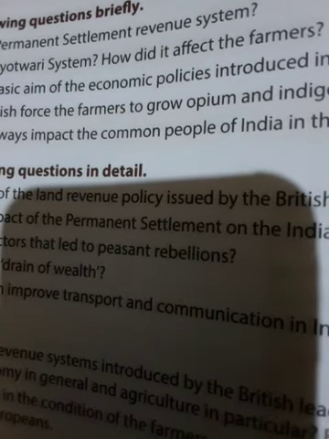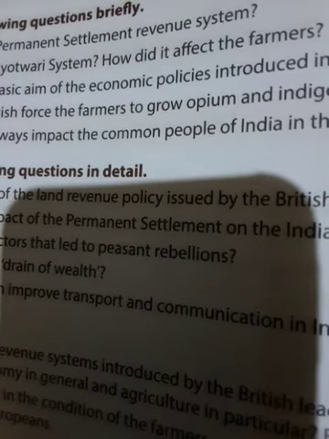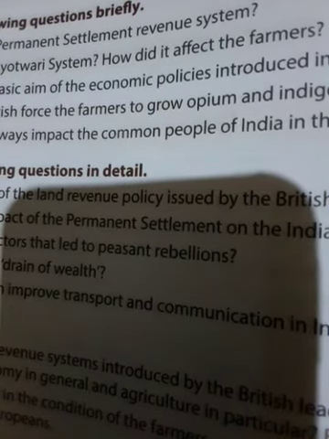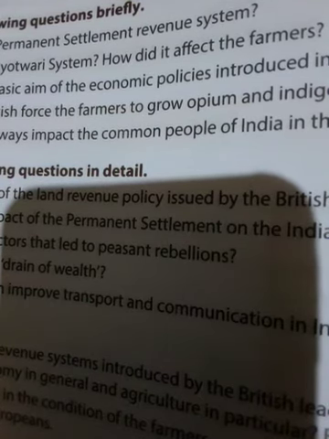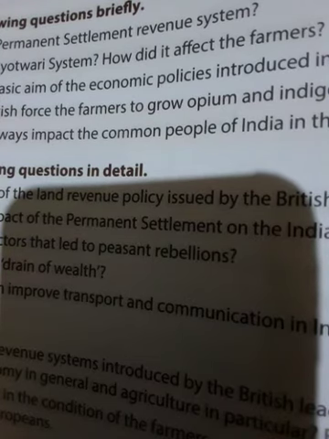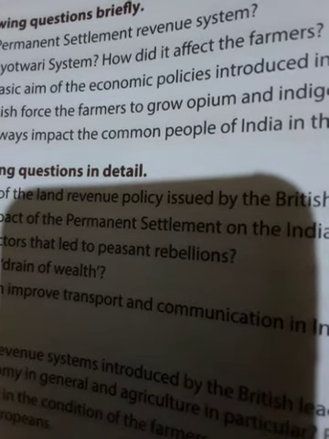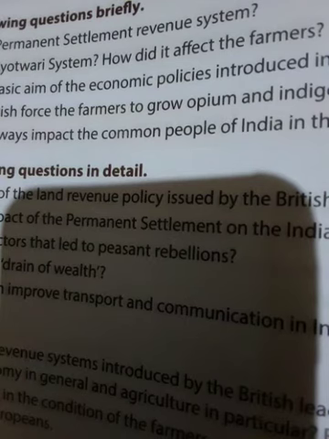Question 3. What was the basic aim of the economic policies introduced in India? The basic aim of the economic policies introduced in India was to maintain their military and administrative expenses in India. The company wanted to acquire wealth to expand their territories while maintaining the conquered Indian territories.